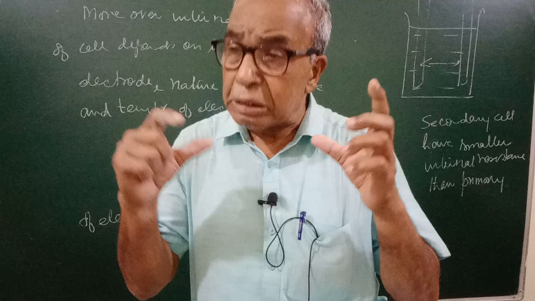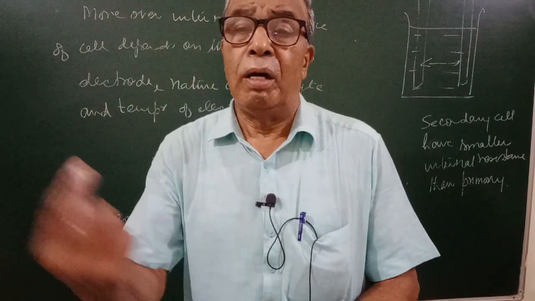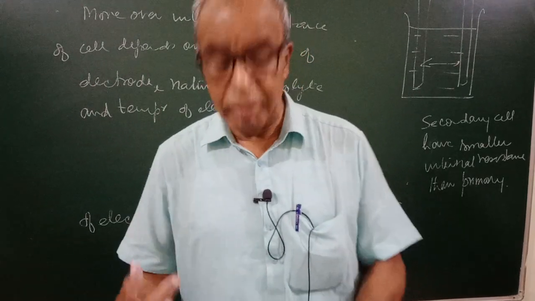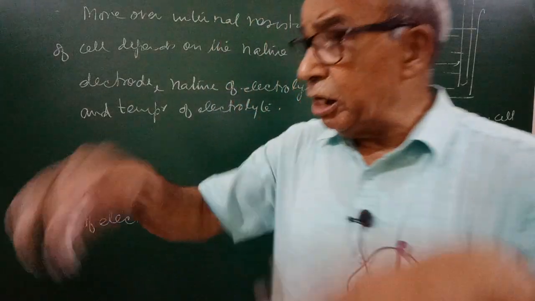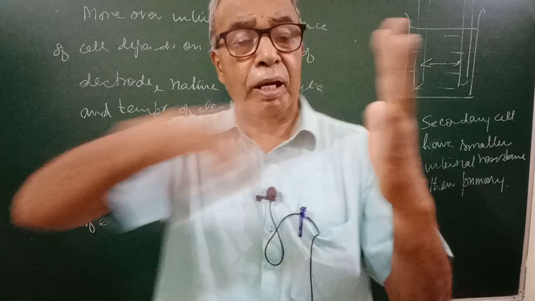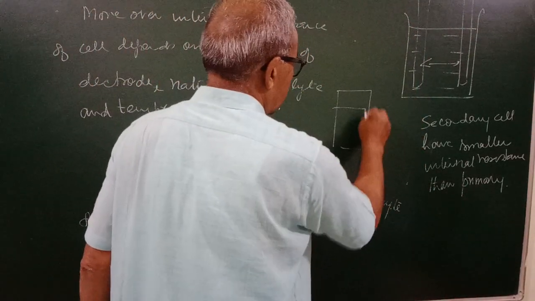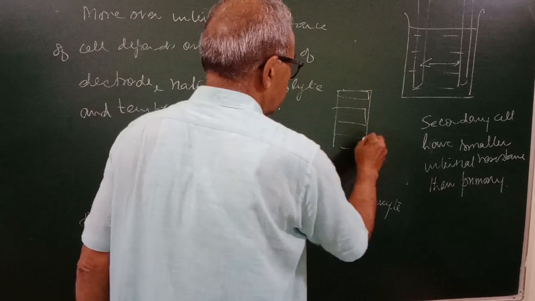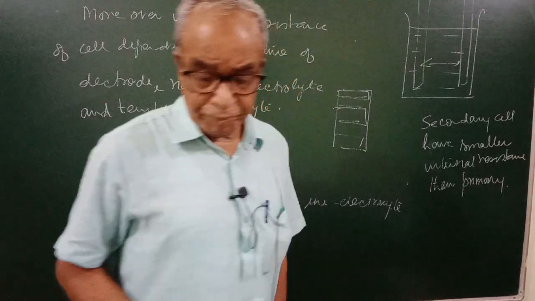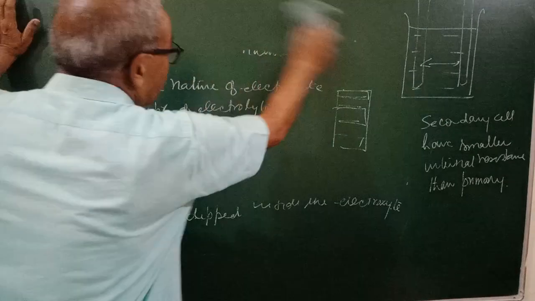So to decrease the resistance and hence to increase the area, the electrodes are in the form of grids inside, so that the area of contact with the acid gets increased. We cut like this, there are cuts inside, so that this area and this area remain in contact with the electrolyte.